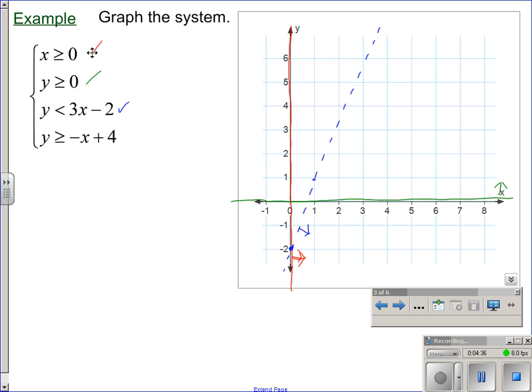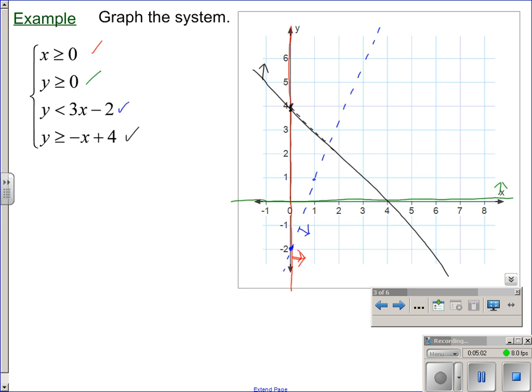And the last one, do in black pen, we have y value is greater than or equal to negative x plus 4. So I go up to 4 and got a slope of negative 1. And it's a solid line. Okay, it says y value is greater than that, so I'm going to be shading above this one.